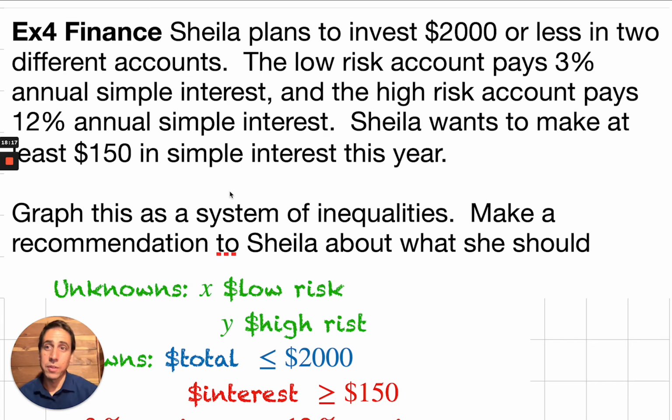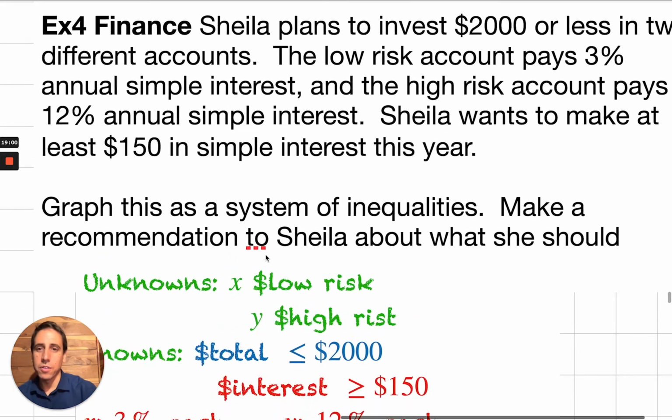She's got these 2 accounts, and we have percentages on each. She wants to make at least $150 in simple interest this year. Graph the system of inequalities and make a recommendation, because you're the financial analyst. If you want to make money in this world and you want a high-paying analyst job, this is the kind of thing you've got to be able to analyze. There's not one solution. There are many solutions, and you can make a recommendation. In ALEKS, if any particular correct solution gets reported, it will count as correct. Graph the system and make a recommendation.